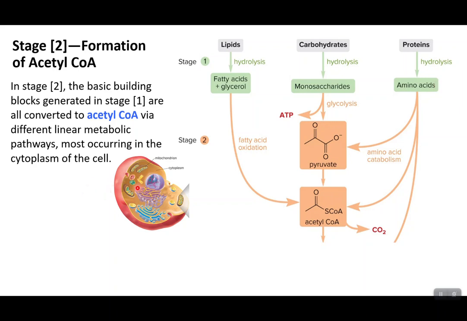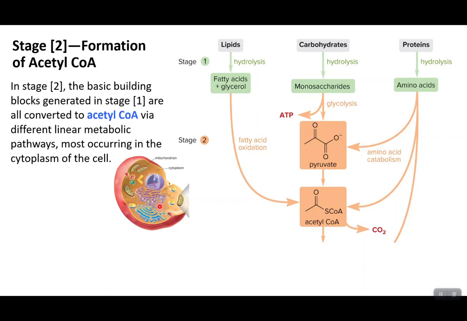Okay? So now in stage 2, what's going to happen is these linear metabolic reactions, which are shown here as fatty acid oxidation, glycolysis, and amino acid catabolism. Most of these will occur in the cytoplasm of the cell. So once these building blocks have reached their destination, they get taken into the cells in those tissues, and then most of these reactions are going to happen in the cytoplasm.